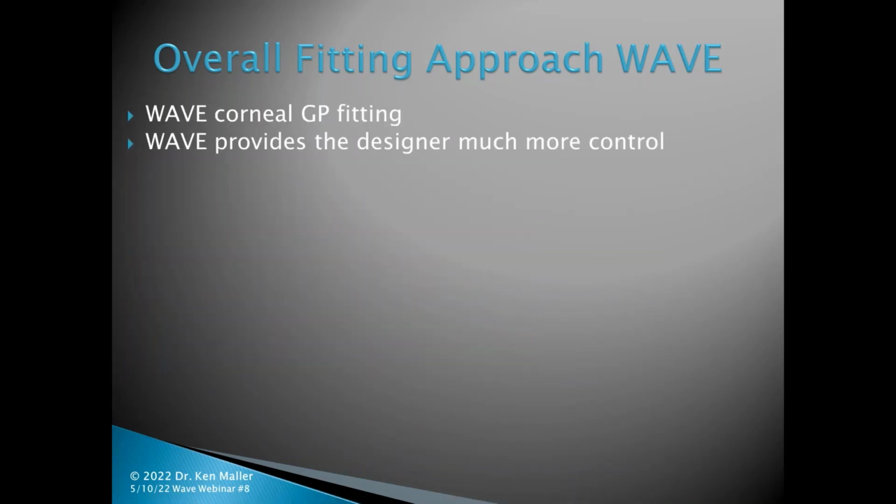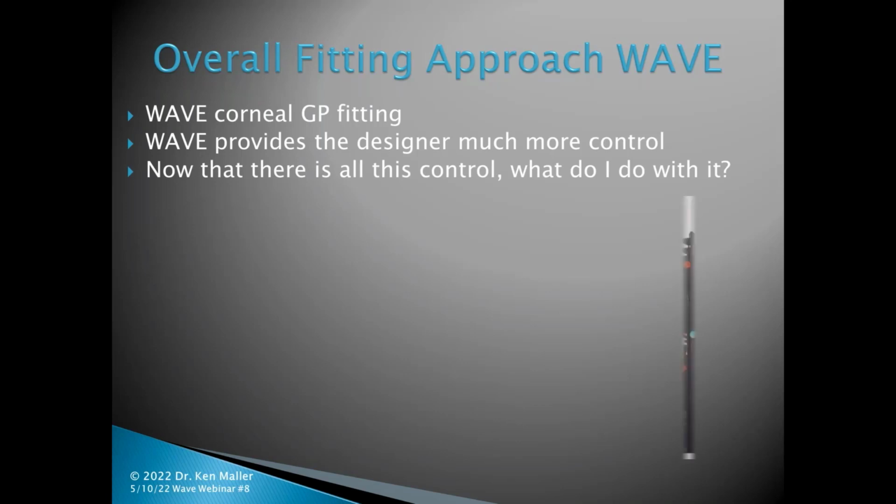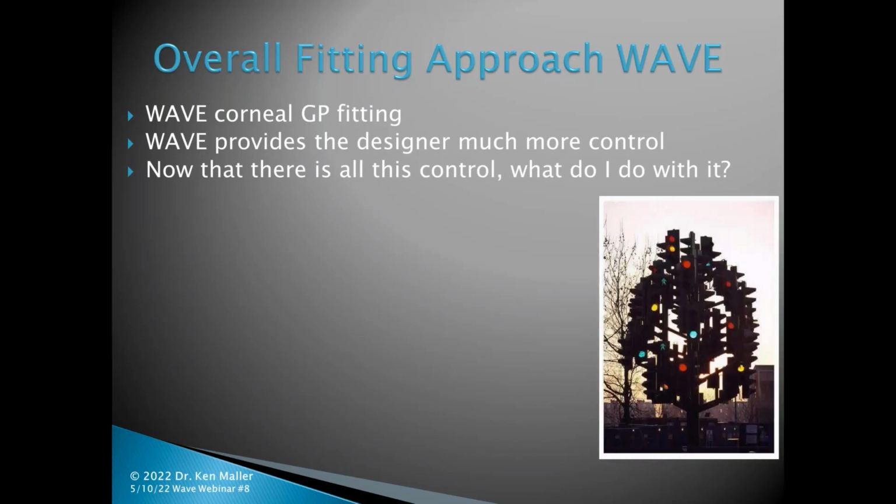So, Wave corneal GP fitting. Wave provides the designer much more control, and we can deal with things like this asymmetry that was on that very boringly normal cornea that we just saw a moment ago. Now that we have all this control, what do we want to do with it all? Are you a little confused about which way to go? Well, that's typical of the new Wave user. They take a look on the screen and they're not really sure what things they need to address.